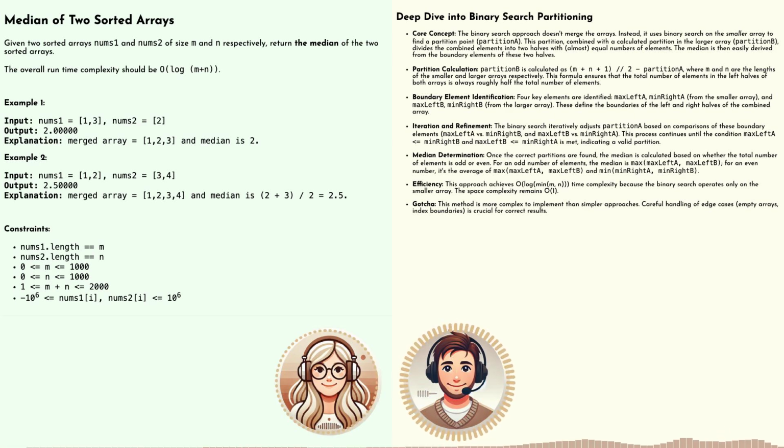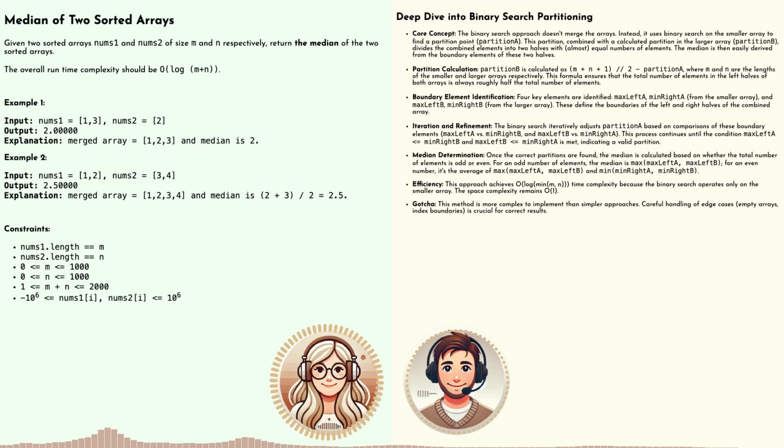Okay, so let's break it down step by step. First, let's visualize these two sorted arrays, A and B. Our goal is to find a partition in each array. Let's call them partition A and partition B, such that all the elements to the left of partition A and partition B are smaller than all the elements to the right.